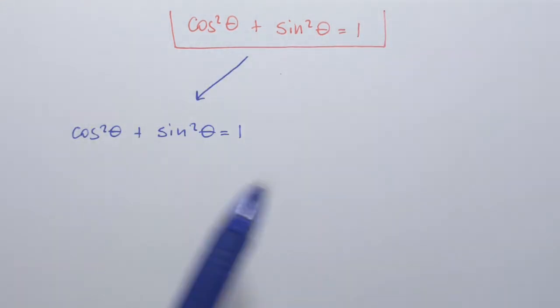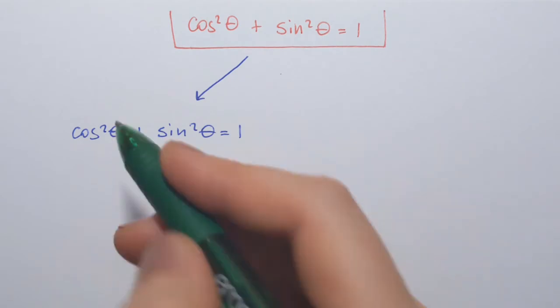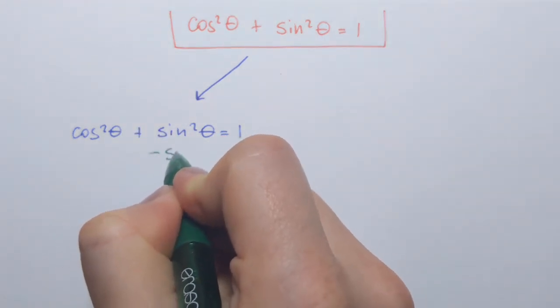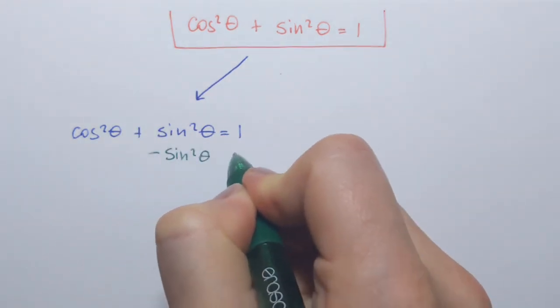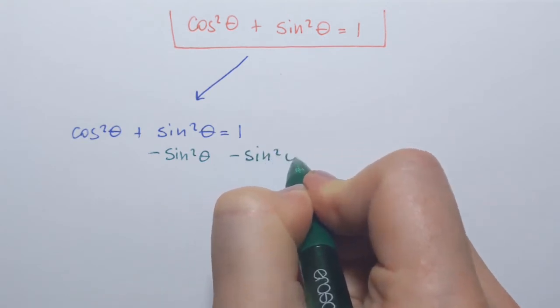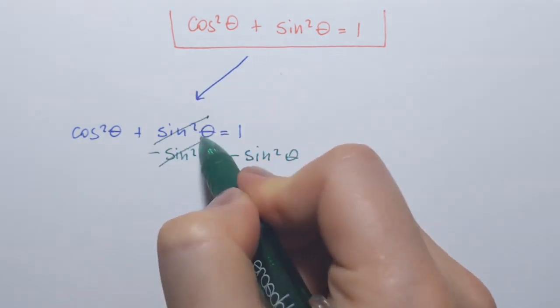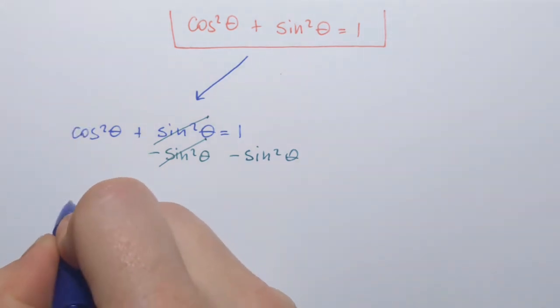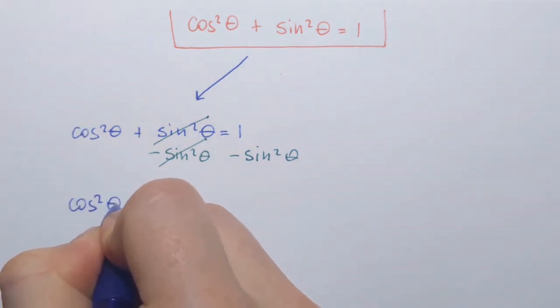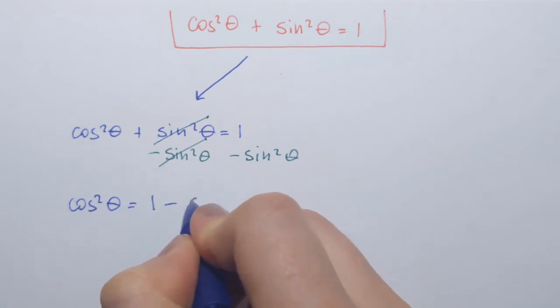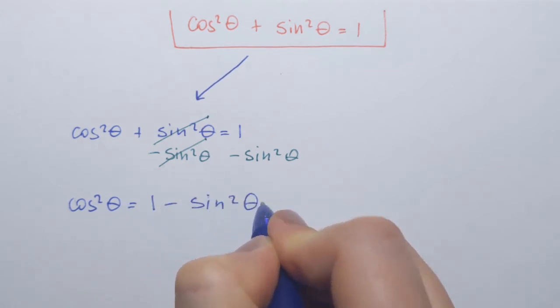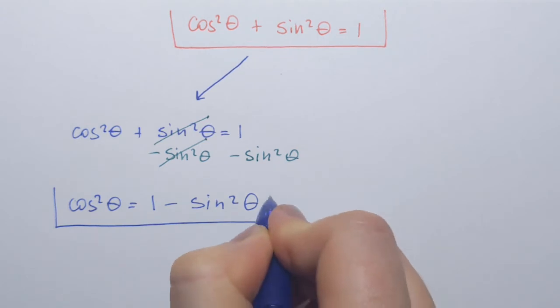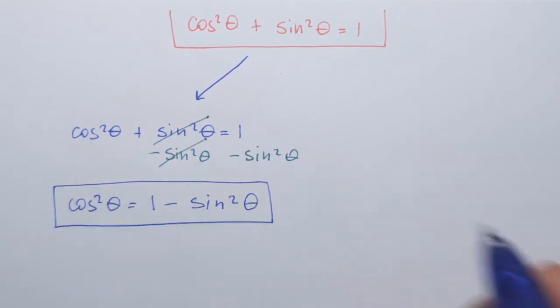Here I copied that basic identity one more time, and as I said, I'm going to subtract sine squared of theta on the left hand side and on the right hand side. Okay, so sine squared goes away, and I'm left with cosine squared of theta equals 1 minus sine squared of theta. And that's another version of the Pythagorean identity.